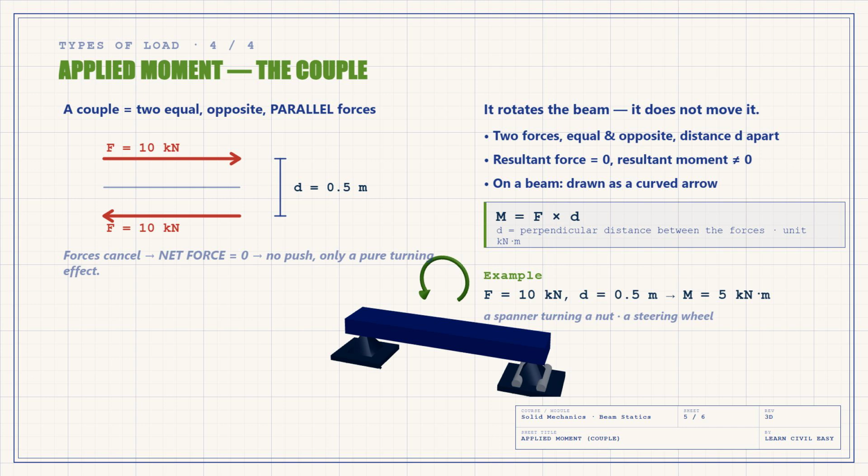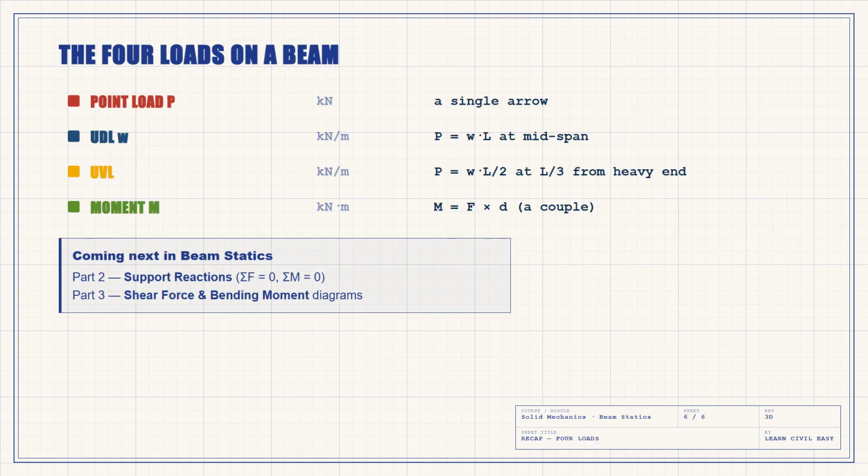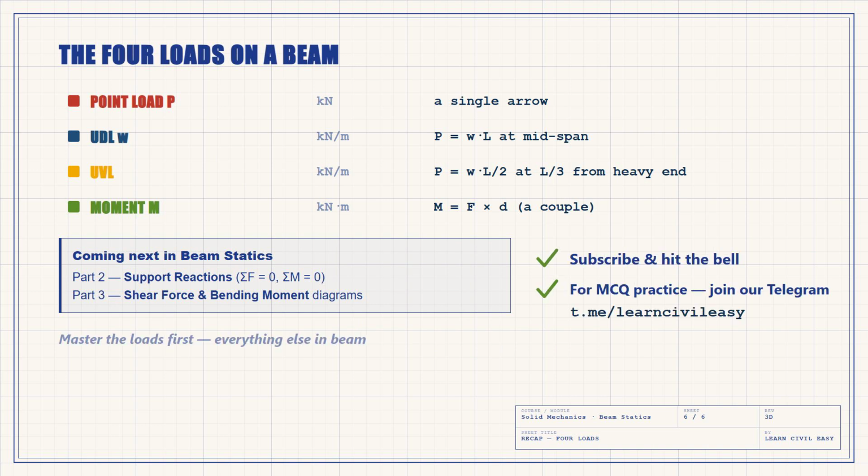Its magnitude depends on the force and on the perpendicular distance between them. M equals F times D, measured in kilonewton meters. Think of your hand upon a steering wheel or a spanner turning a nut. For example, two forces of 10 kilonewtons acting half a meter apart create a couple of 5 kilonewton meters. 4 loads: the point load, the distributed load, the varying load, and the moment. Master these, and you hold the foundation of all beam analysis.